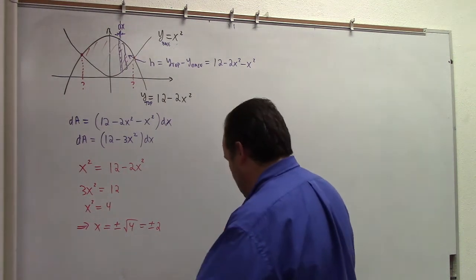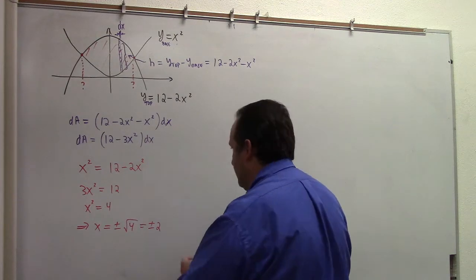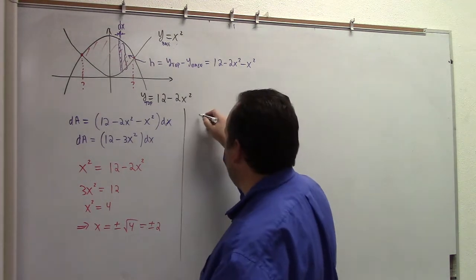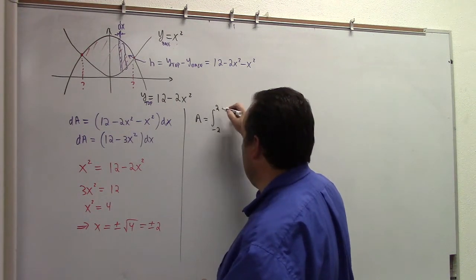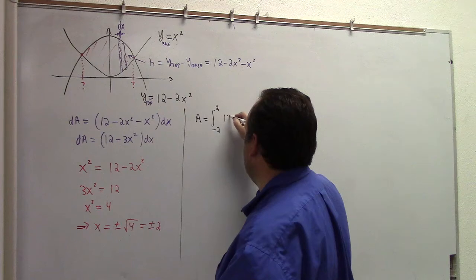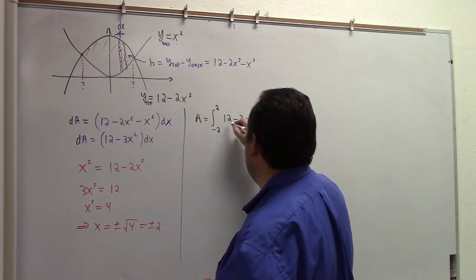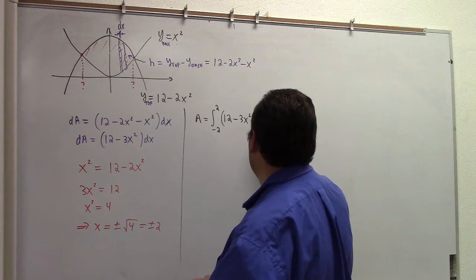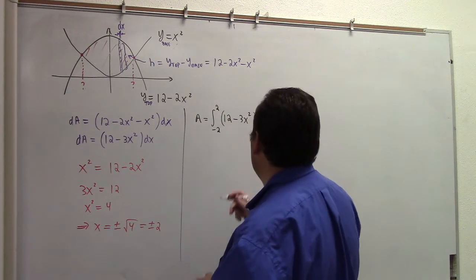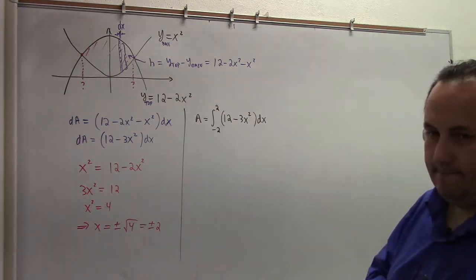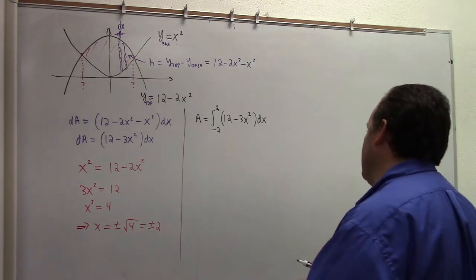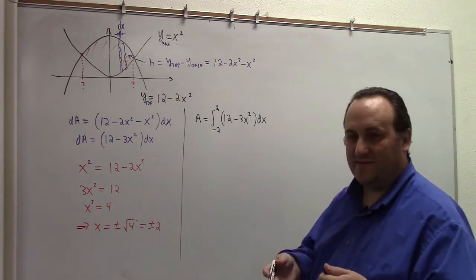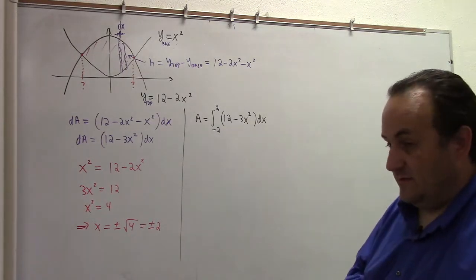We can then calculate the area, right? We just need to integrate. So area is the integral from minus 2 to 2 of 12 minus 3x squared dx. Can you think of anything to make our life easier here? Divide by 3. Divide by 3? Oh, that's true. I mean, the integral will have a division by 3, so the 3's cancel. That's true. Good.